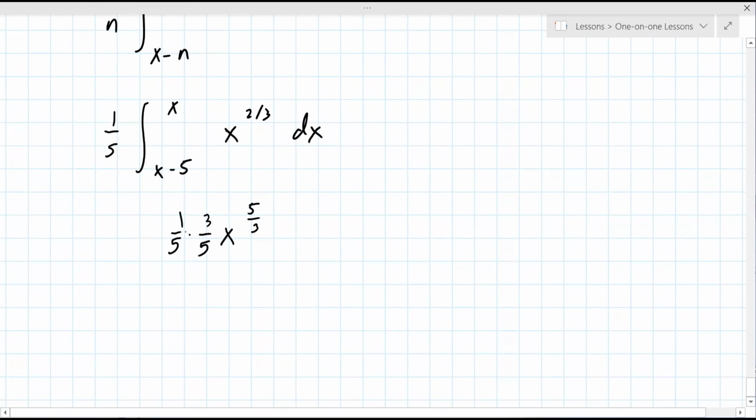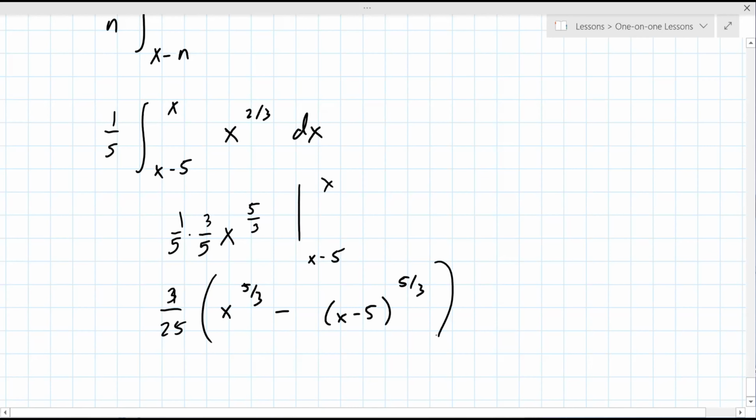You can then put these things in without actually simplifying it. So it looks like 3 over 25 evaluated from x minus 5 to x. The x goes back in, so it becomes x to the 5/3 minus x minus 5 to the 5/3. You can just leave it like that, I believe. Okay, let me try that. I assume that will work.